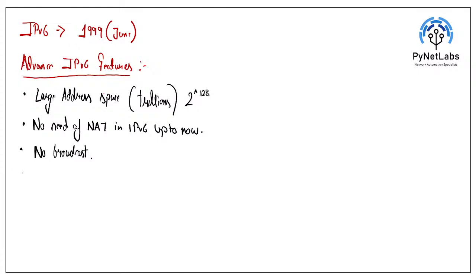And also it supports stateless auto configuration. When I say stateless auto configs, it means a device can get an IPv6 address by including its own MAC address, which I'll explain in the lab scenarios when we perform the lab. This is one thing which we need to take care of.